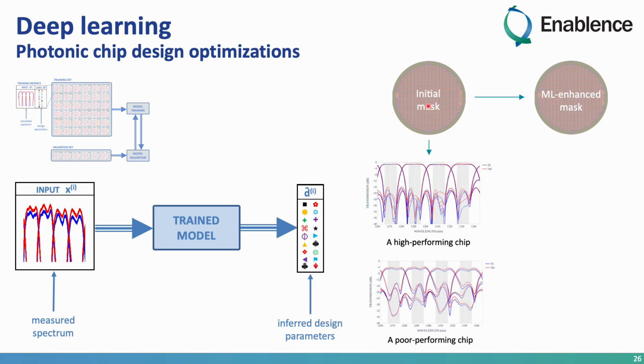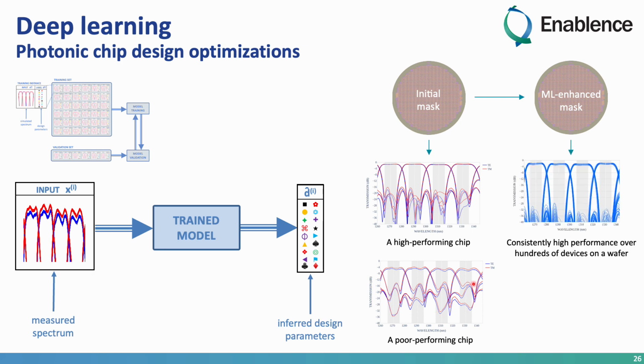Although the devices in the initial mask were designed to be identical, we observed that these devices have large variations in their performance. So here is an example of a high-performing chip, and this is an example that is nominally identical but is performing quite poorly. And although this does not happen often, it is also not an isolated case. In contrast, the devices that were manufactured based on the ML-enhanced version of the production mask show consistently high performance over hundreds of devices on a wafer.